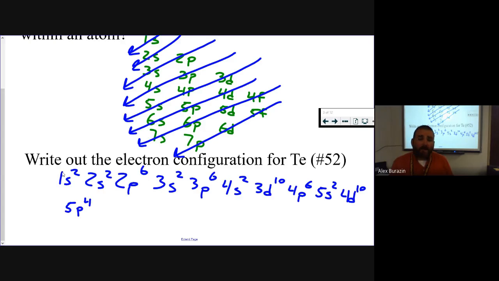Again, the order of those orbitals, you can figure out by either looking at the periodic table, or you can figure out by doing the arrows up above. So if you trace those arrows from tail to head, you'll get the correct order.